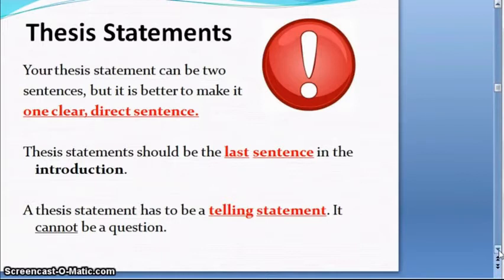Thesis statements in some applications, especially longer documents, projects, essays, and papers, might be 2 sentences. In general, and for our assignments, it's better to make it one clear, direct sentence. Thesis statement, when you write your full paper, will be the last sentence of the introduction section or introductory paragraph. A thesis statement also is going to have to be a telling statement that's spoken directly. It cannot be a question.